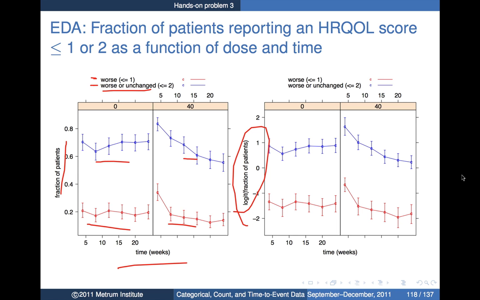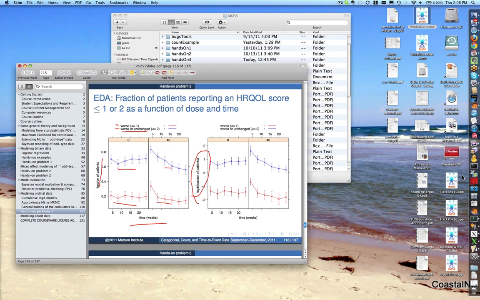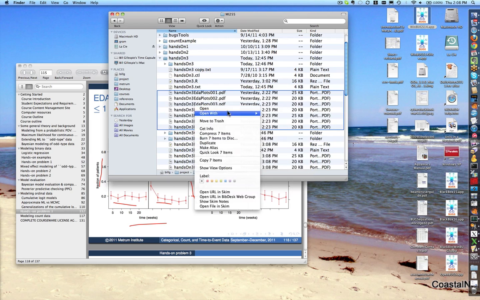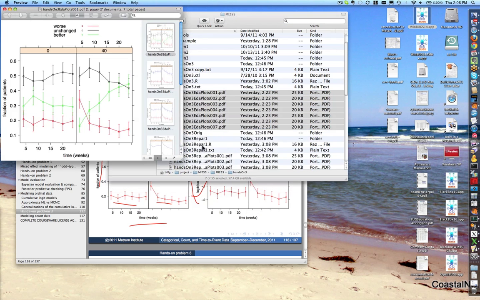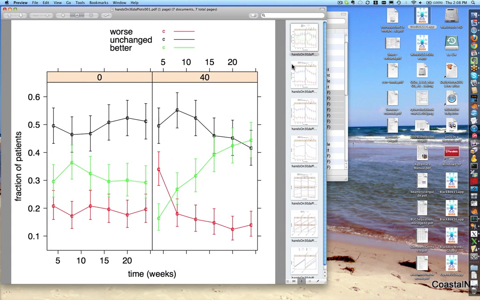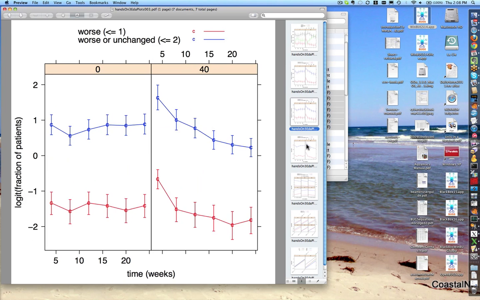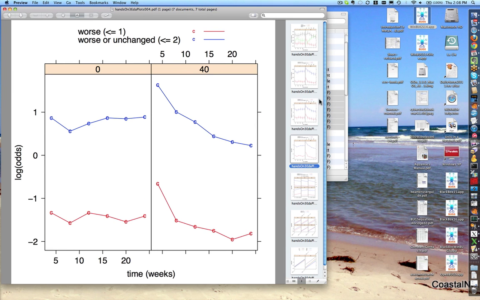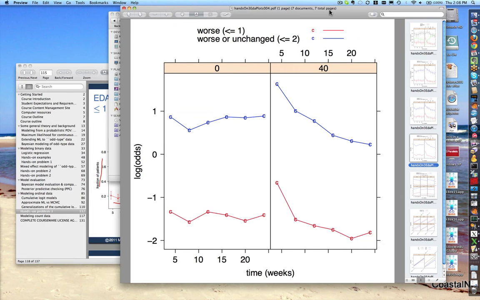And this starts giving an indication, but I actually added a couple more plots to the exploratory plots. Let me pull those up here. The first couple of pages are the same ones we just looked at. But then I also calculated the observed odds. In this case, that's going to be the fraction of patients divided by 1 minus the fraction of patients.